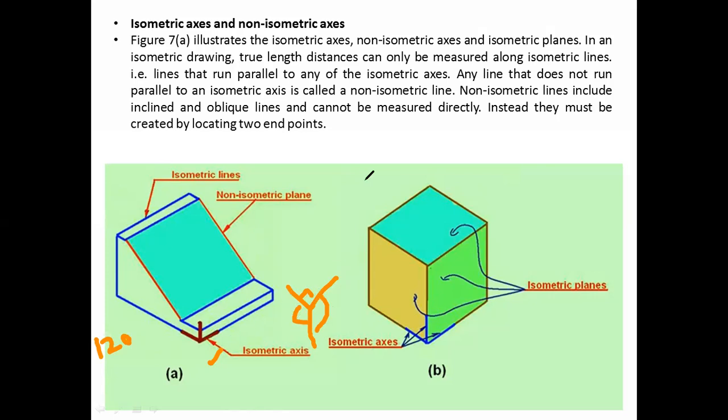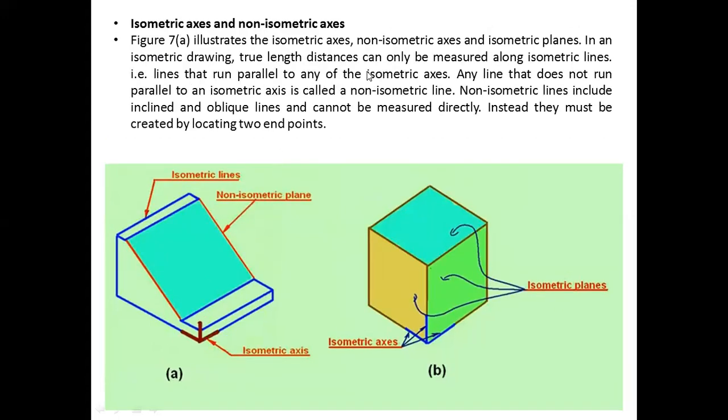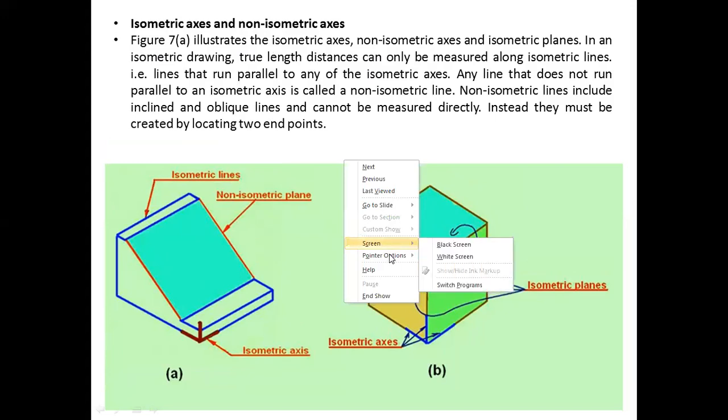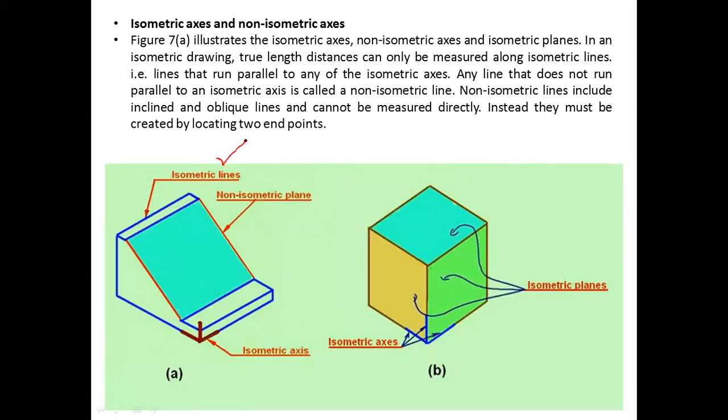But for drawing purposes, what we do... Is my screen still visible? Yes, sir. Okay. Now this figure illustrates isometric lines also. I will mark this. This is isometric lines. Then isometric planes. Isometric lines, isometric planes. Fine. Isometric axes, non-isometric axes.